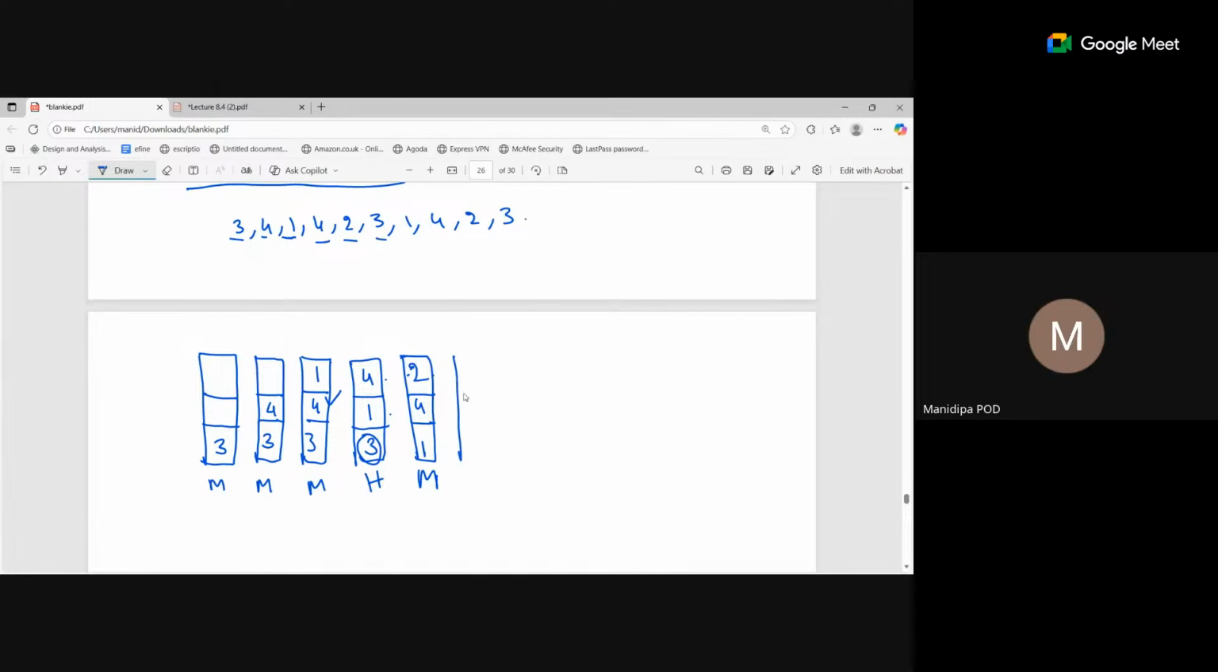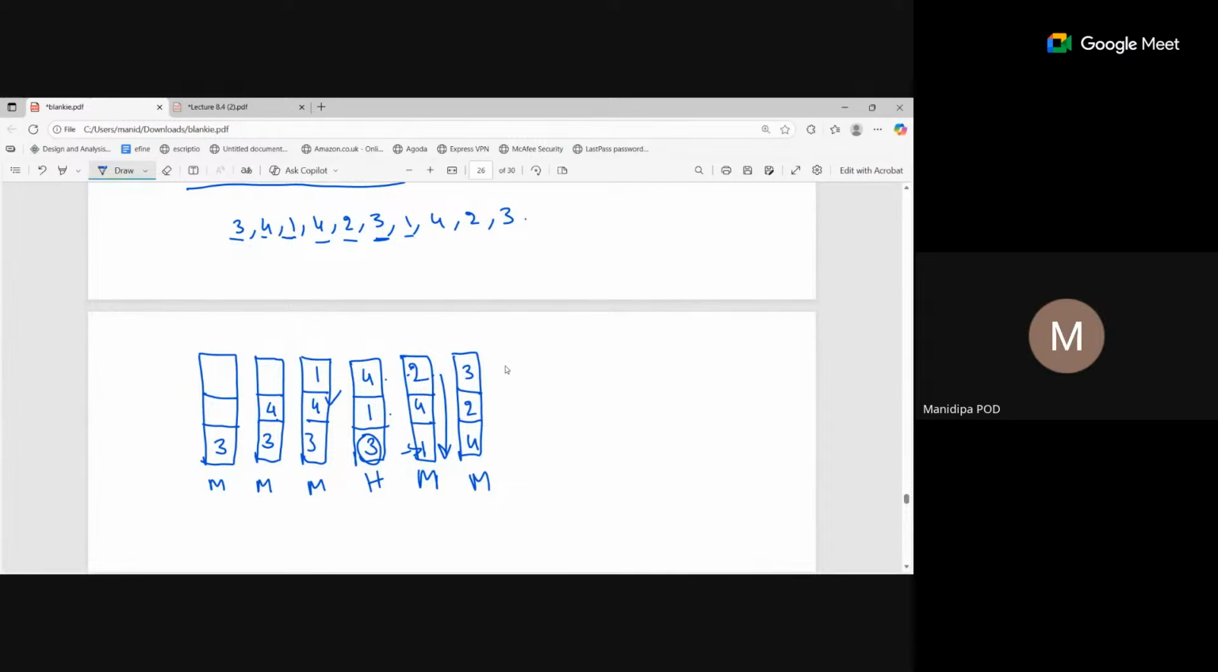Next is 3. Tell me the order from top to bottom. 3, 2, 4. Which one will be replaced? 1. So there is no 1 here. What are the other frames that will be present? 4 and 2. So top to bottom, the order should be 3, 2, 4. Just remove this and drag these 2 down. That's it. So this is also a miss.